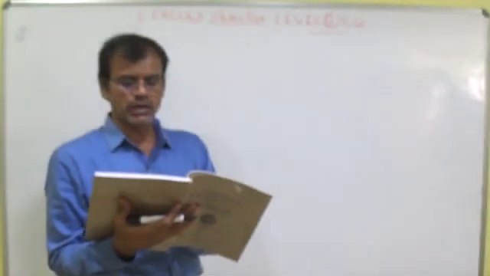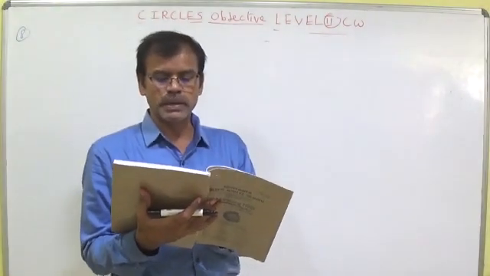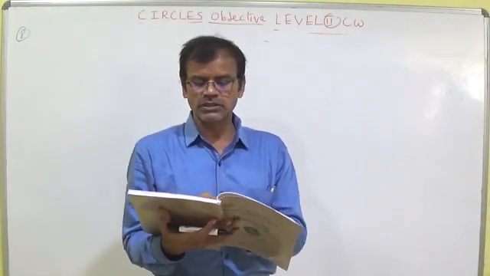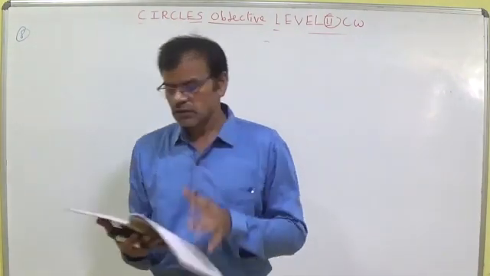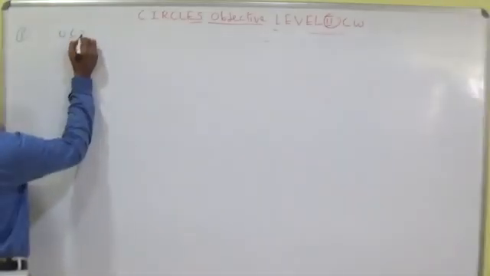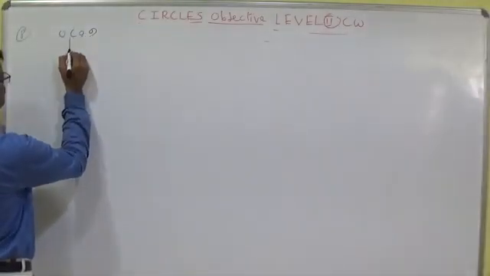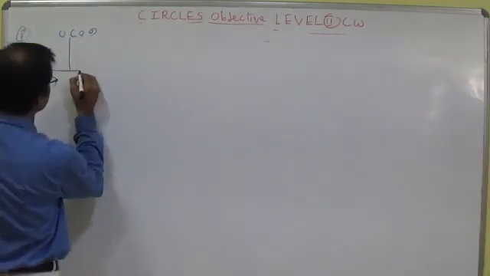Eighth one, the locus of foot of perpendiculars. The locus of foot of perpendicular drawn from origin to a variable line passing through fixed point (2, 3) is a circle whose diameter is? Locus of foot of perpendicular drawn from origin to a variable line. Put here O (0, 0).